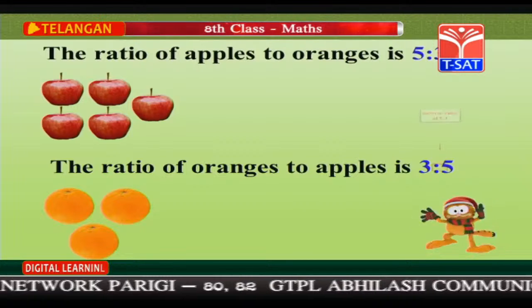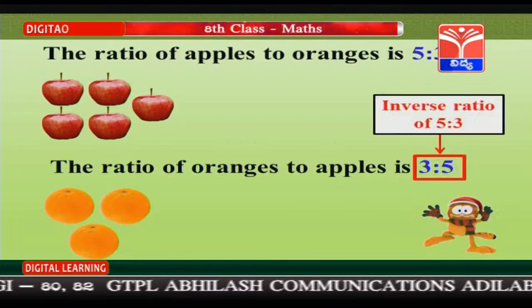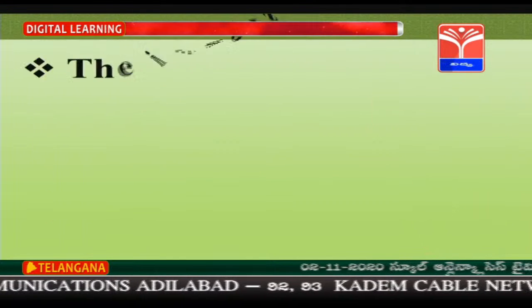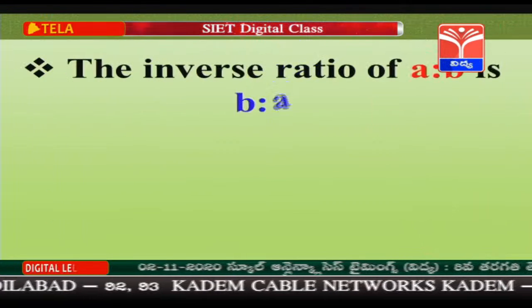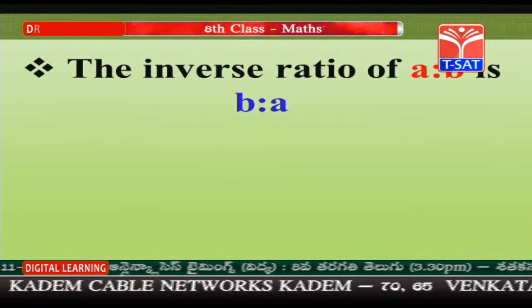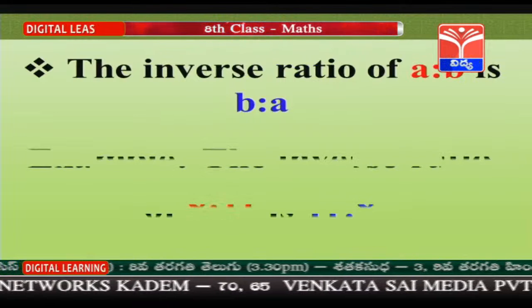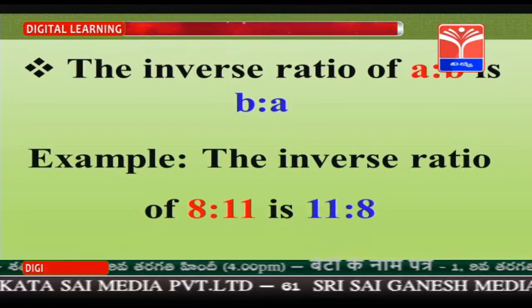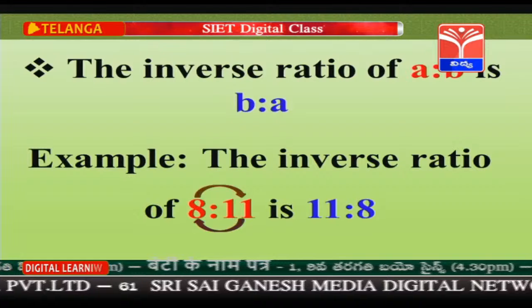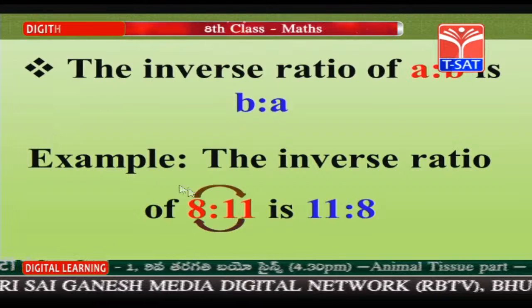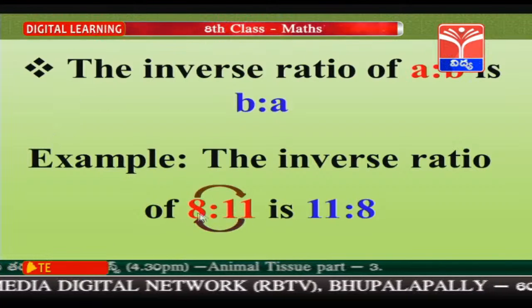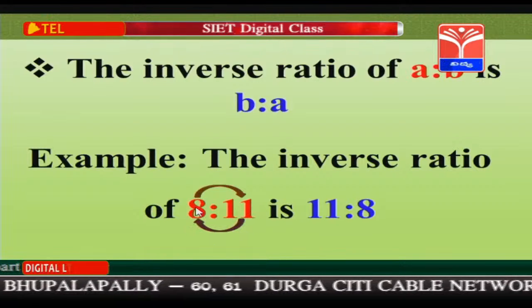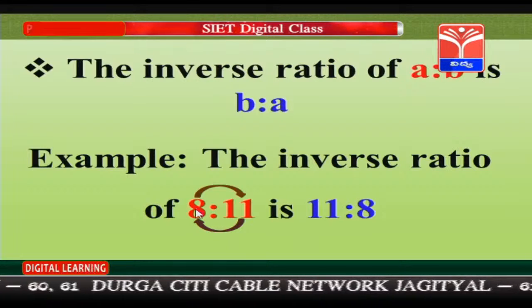But children, this 3:5 is called the inverse ratio of 5:3. That is, the inverse ratio of A is to B is written as B is to A. For example, the inverse ratio of 8:11 is 11:8. Children, notice that here the antecedent is changed to consequent and the consequent is changed to antecedent. That is how we find the inverse ratio.